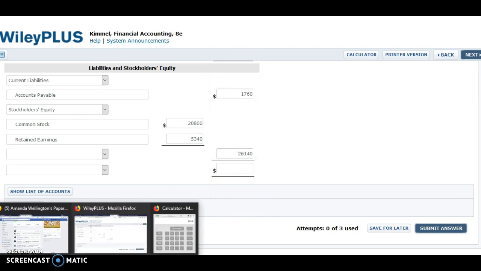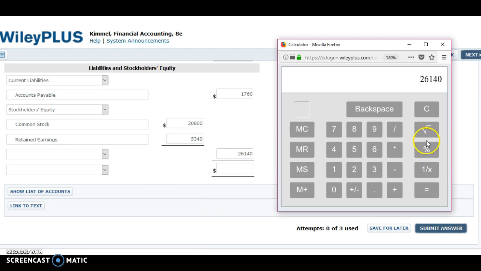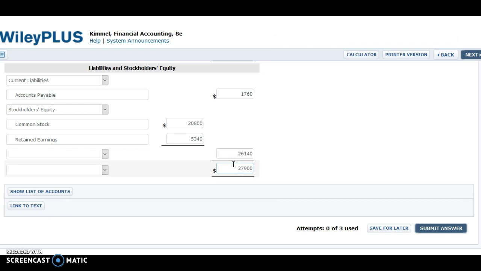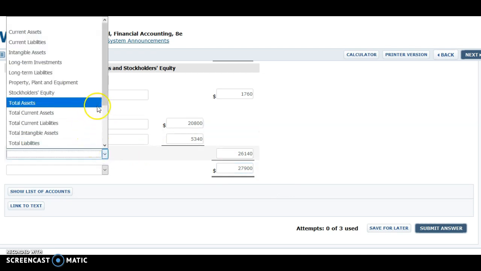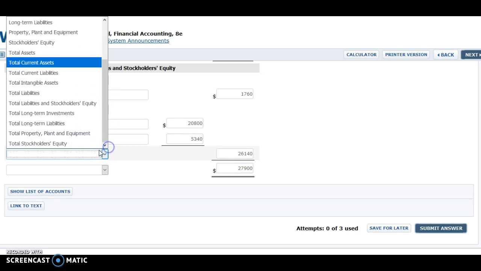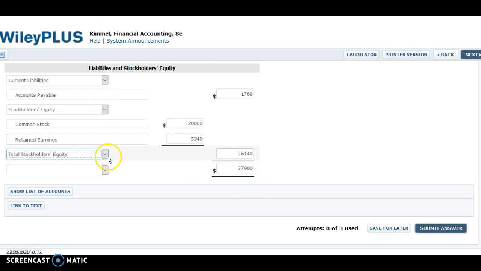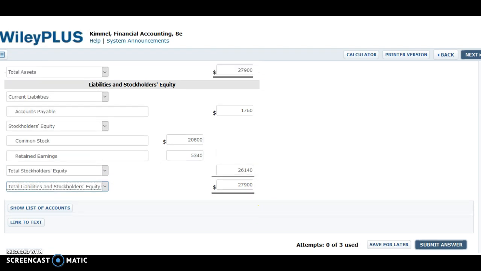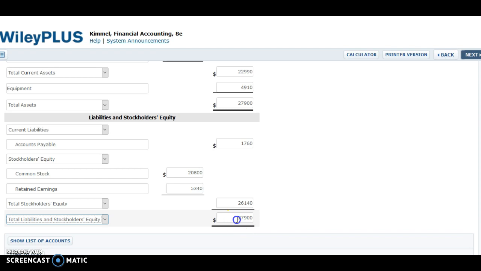26,140. Do that one more time. 26,140 plus 1,760 is 27,900. It is very important now that equals that. So this 26,140 is going to be total stockholders' equity. 27,900 will be total liabilities and stockholders' equity. And we've got 27,900 here, 27,900 here. It balances out.